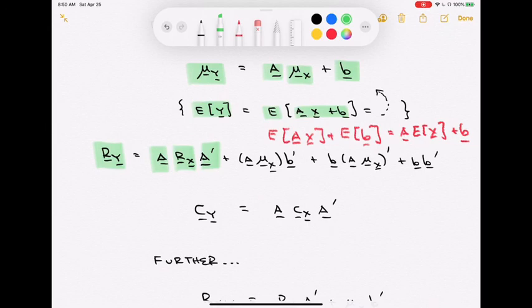A reminder, if you're still sitting there and it's been a while since you've done some linear algebra, just a reminder that when you're working with vectors and matrices, multiplication is not commutative.